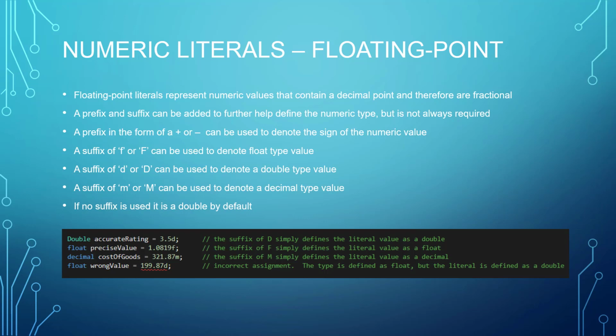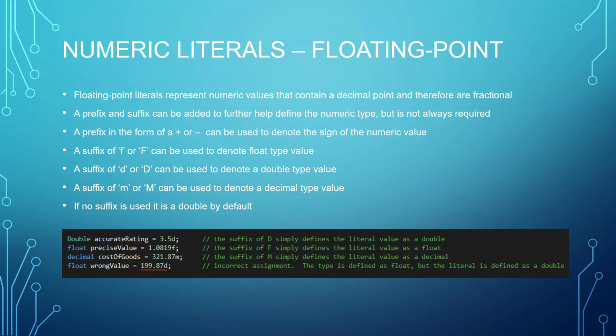Finally, you can use an m, lowercase or uppercase, as a suffix, and it can be used to denote a decimal type value. It's just a standard decimal value. Typically they're a little bit smaller than a double, but again, if you wanted to use a decimal or force a value type into a decimal, you could certainly do so. Now, if you do not use a suffix at all, the value will be treated as a double.